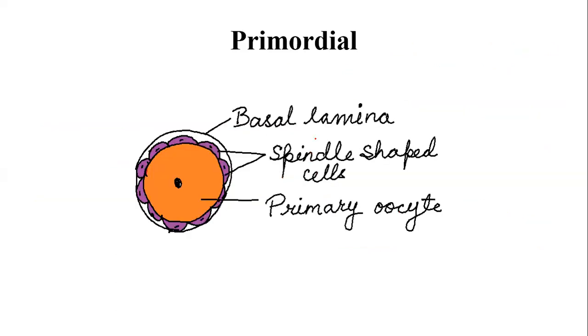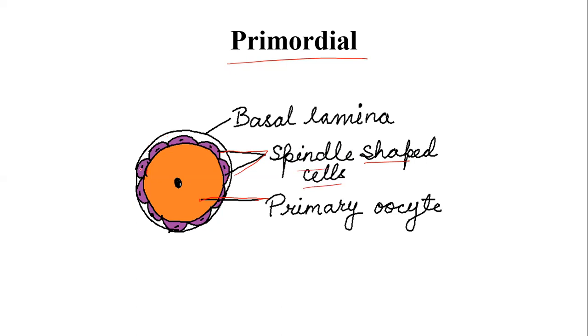Now, what are the stages of follicle, from primordial to ovulation? First is the primordial follicle. This is the very earliest stage of the follicle. If you see the structure of the primordial follicle, there is a primary oocyte, which is an arrested ovum. Next, it is surrounded by spindle-shaped cells, which are derived from the mesothelial cells. So spindle-shaped cells in a single layer, and then the basal lamina.